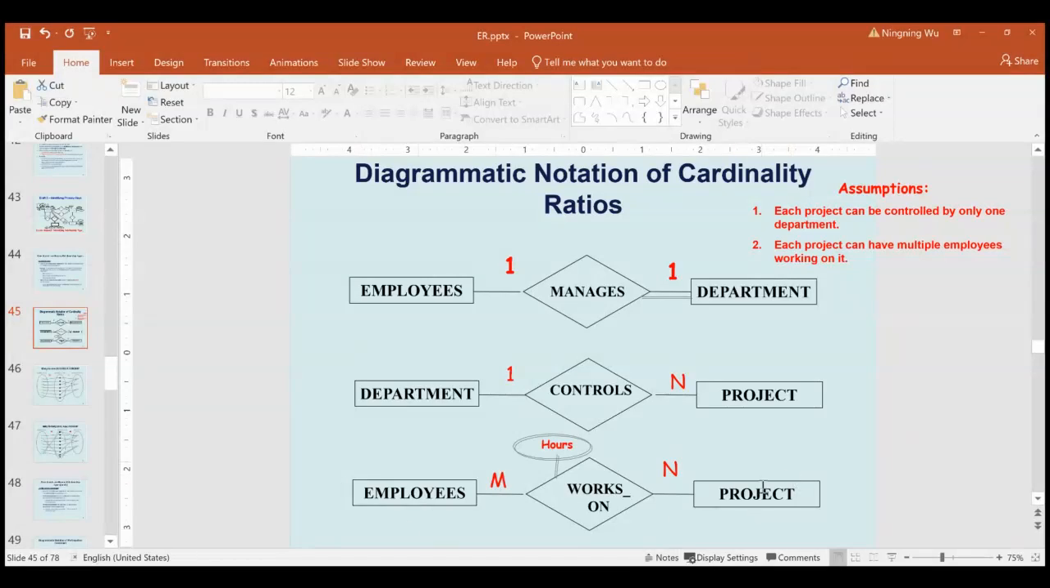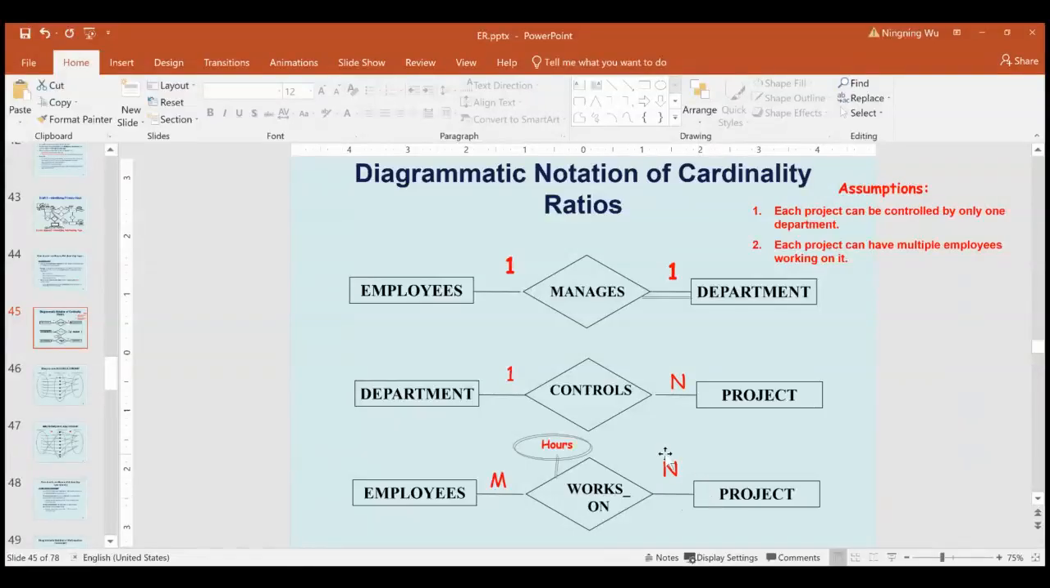So if an employee works on, like, 3 projects, that means that employee will participate in the works on relationship instance 3 times, one for each project. M also describes the maximum number of relationship instances that a project can participate in. M also means many. So that means that a project can be worked on by many employees. So the location of this N, M, and 1 you should be careful about.